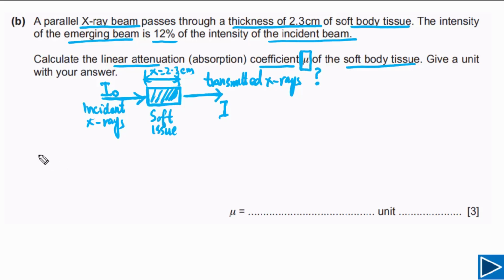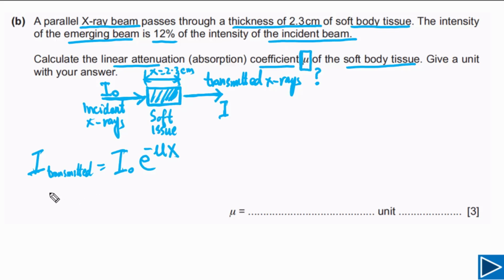First thing we need to understand is how we can write down the equation for this one. In this case, I transmitted is equal to I naught, meaning I incident, times e to the power of negative mu x. Now simply we need to plug in values. I transmitted is given to us.